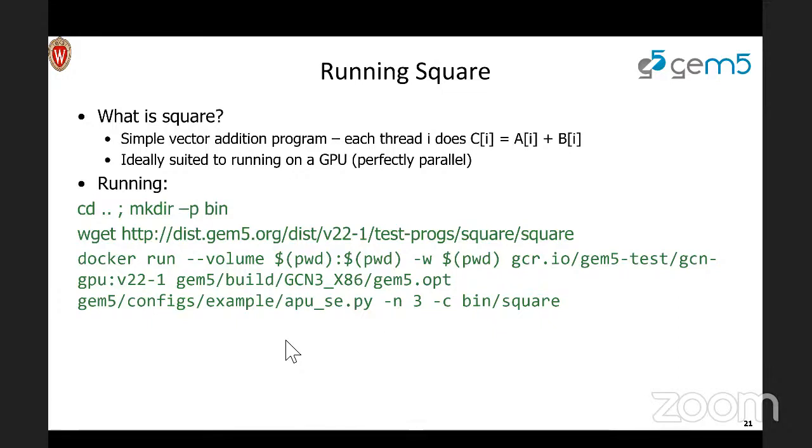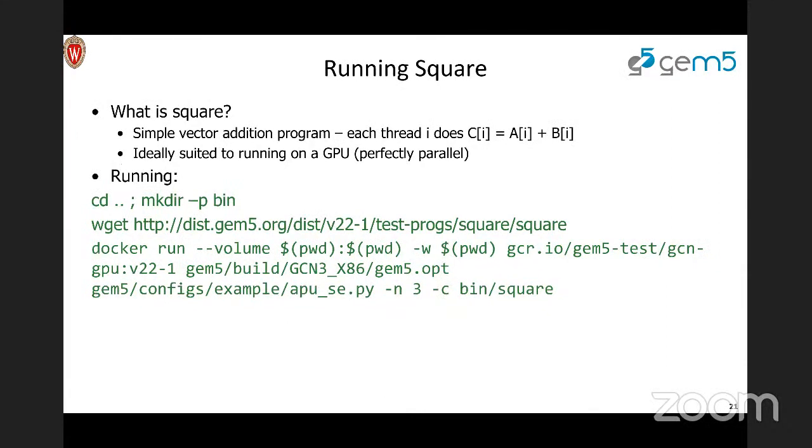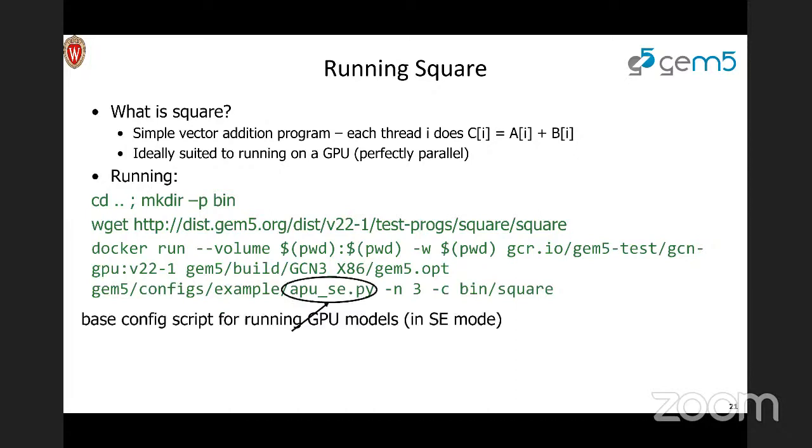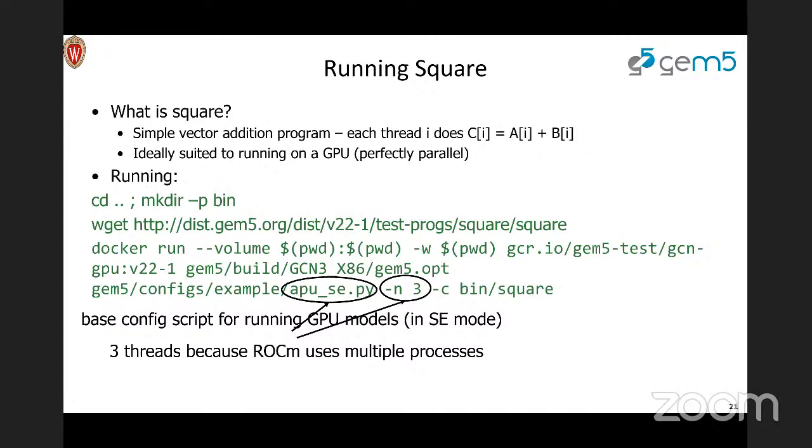So now that we've done that, we're actually going to run the Docker command, which again, I will walk us through before we do. What the Docker command here does, again, it has the same Docker, the v22.1 that we downloaded before, and it's running the gem5 opt binary that we made before. And in this case, because we're running in SE mode, we're going to use that base configuration script that I mentioned before, apuse.py. You might also note that it has a minus N3. What this does is it tells the system to run with three CPU thread contexts.